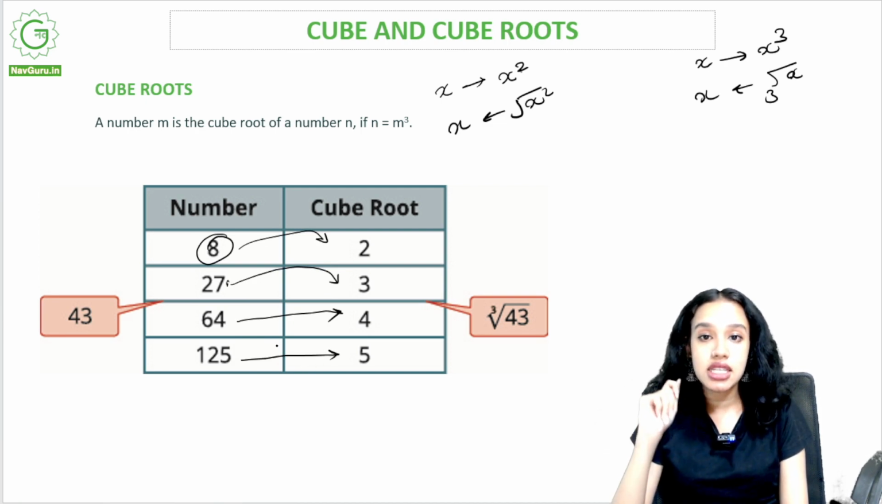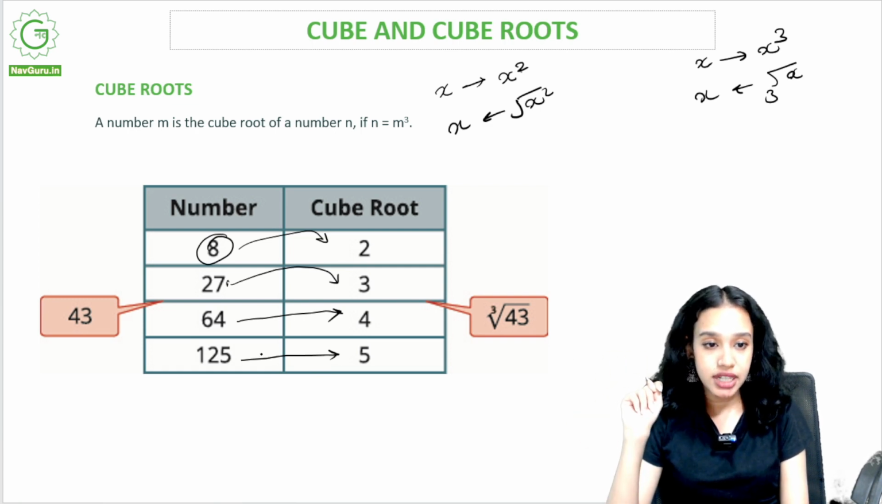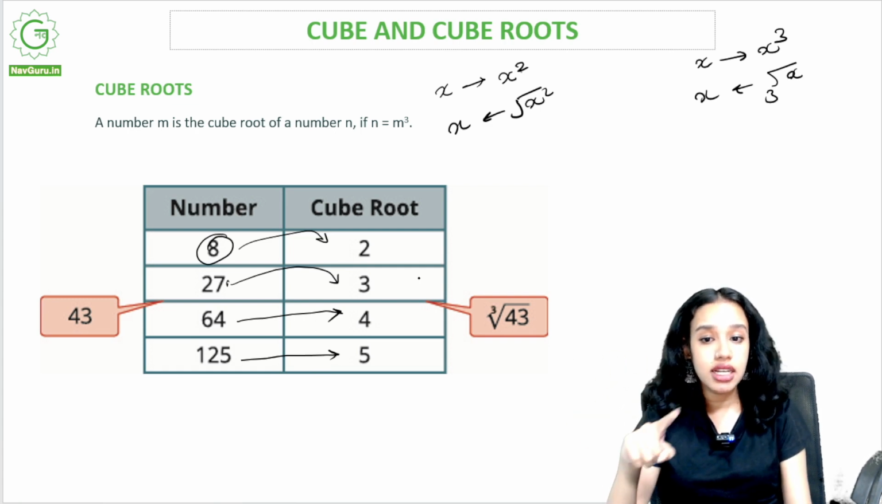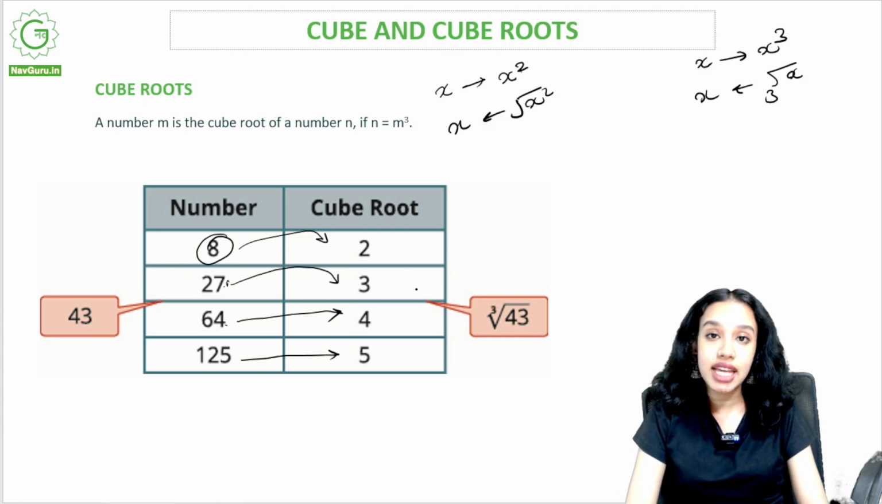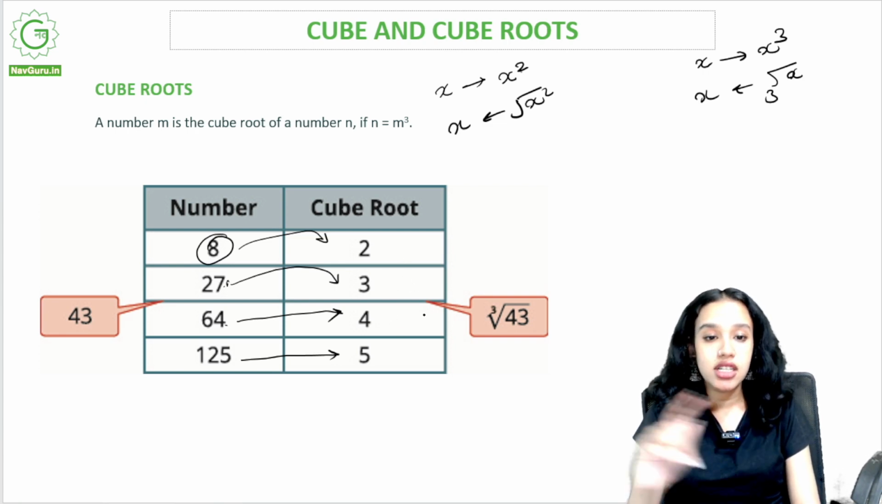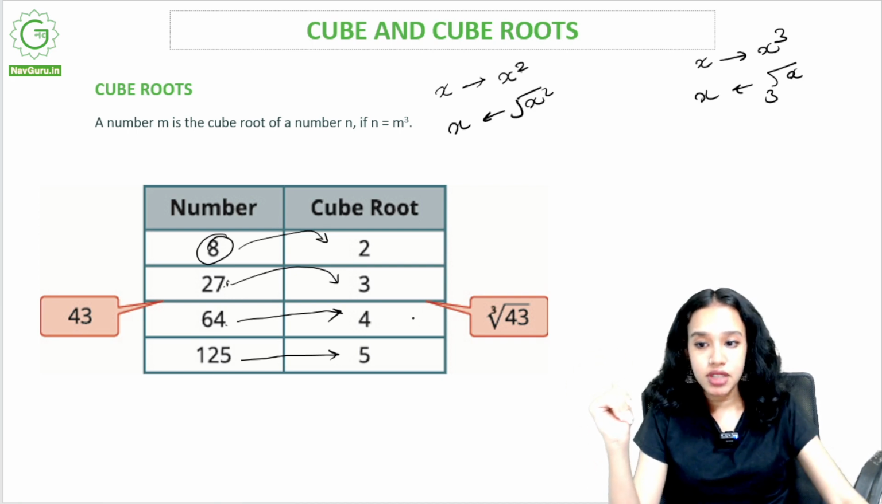Now this is the relation between the cube root of a number and the number, right? Now let's say here it's given that there is a number 43, right? 43 is a number between 27 and 64, right? So the cube root of 43 would exist somewhere in the middle of 3 and 4, right? It would be 3 point something. Now that is one property of cube roots.